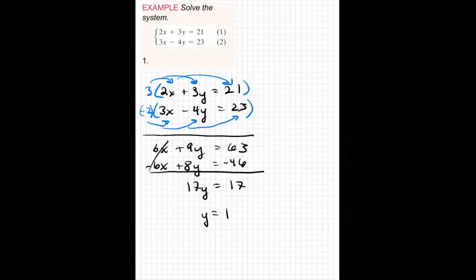Now let's go back and solve for x. I'm going to choose equation 2 this time. So if we plug this into equation 2, we'll get 3x minus 4 times 1 equals 23. Then 3x equals 27, so x equals 9. So our claim is that the solution to the system is going to be 9, 1.